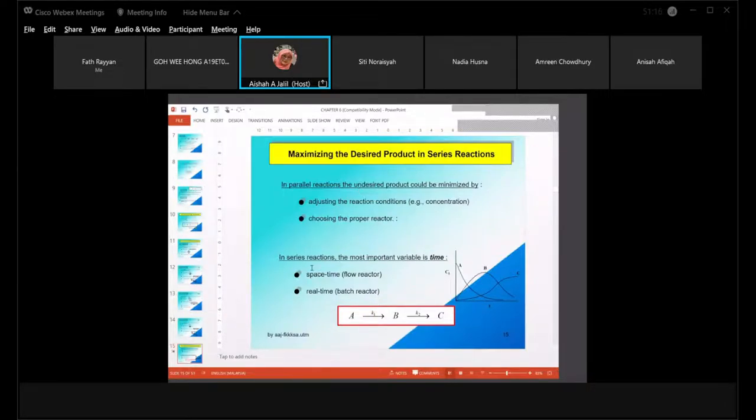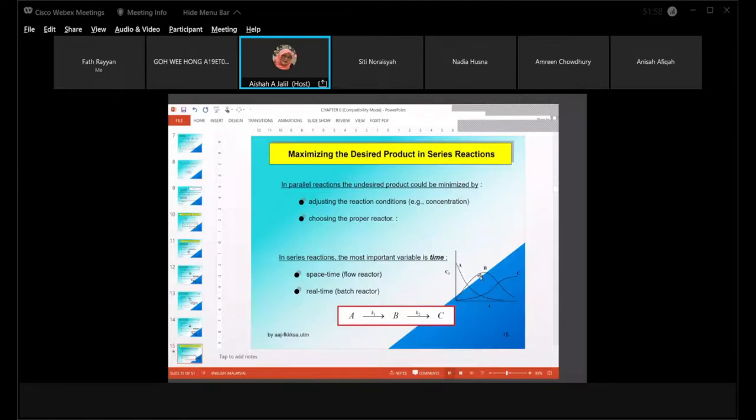But for the series reaction, the most important variable is time. You do not play with the concentration, you do not play with the reaction condition, you do not play with the reactor type. For the series reaction, for example, A produces B and then B produces C. If your B is a desired product, you have to play with the time. You have to know when the time is at maximum for B. At that time you have to get the B.